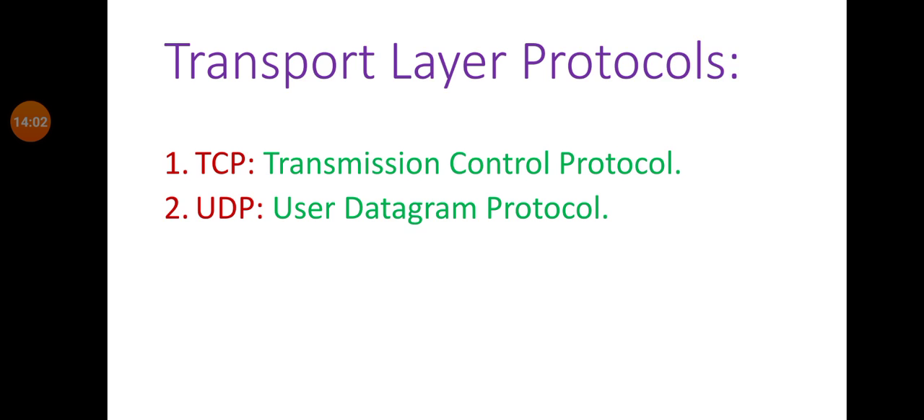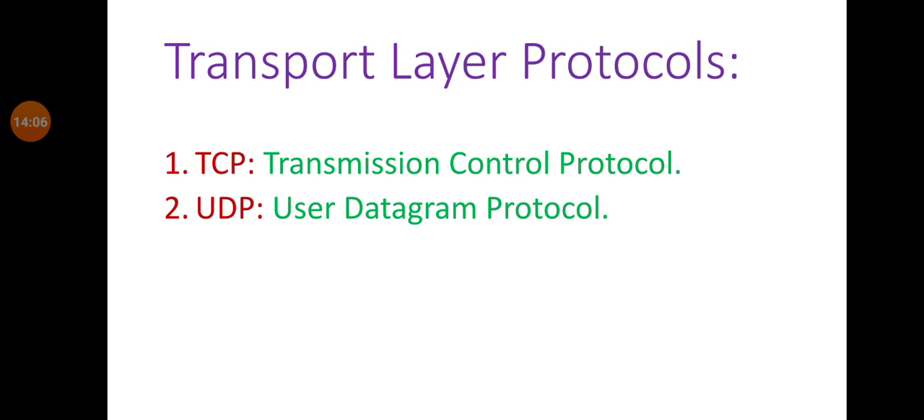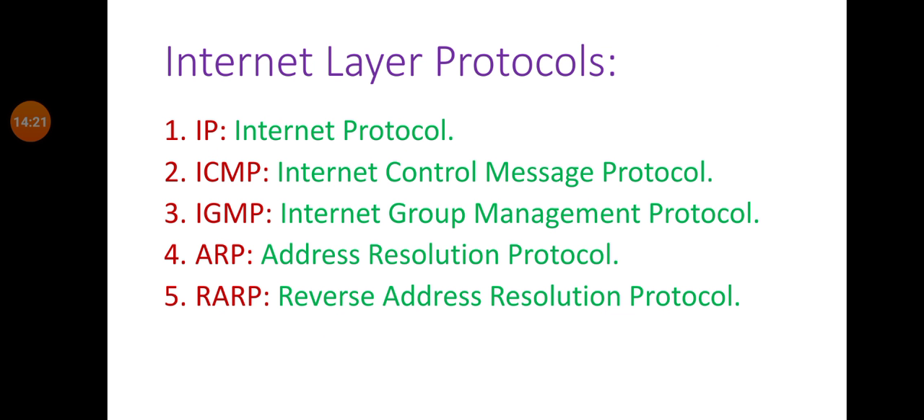Then the next layer is the internet layer, and here are some internet layer protocols. The internet layer we can also call the network layer. The internet layer protocols are ICMP, IGMP, IP, ARP and RARP. So now let's see them one by one. First one is IP, that is Internet Protocol.